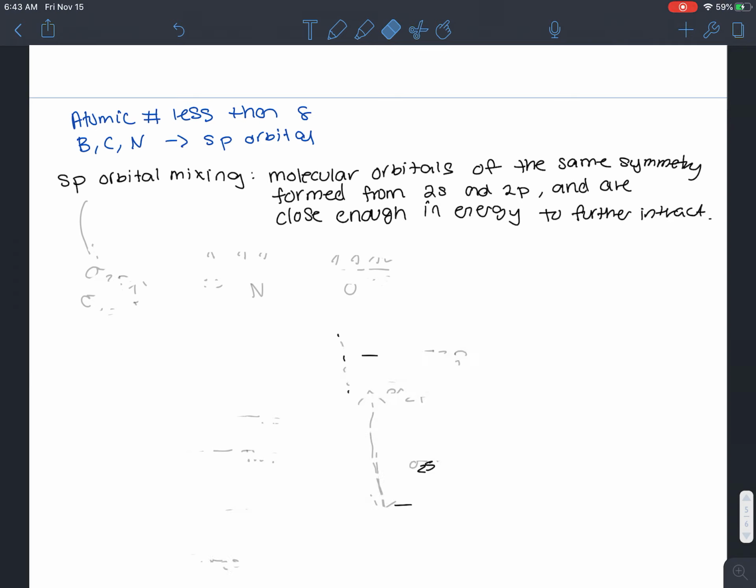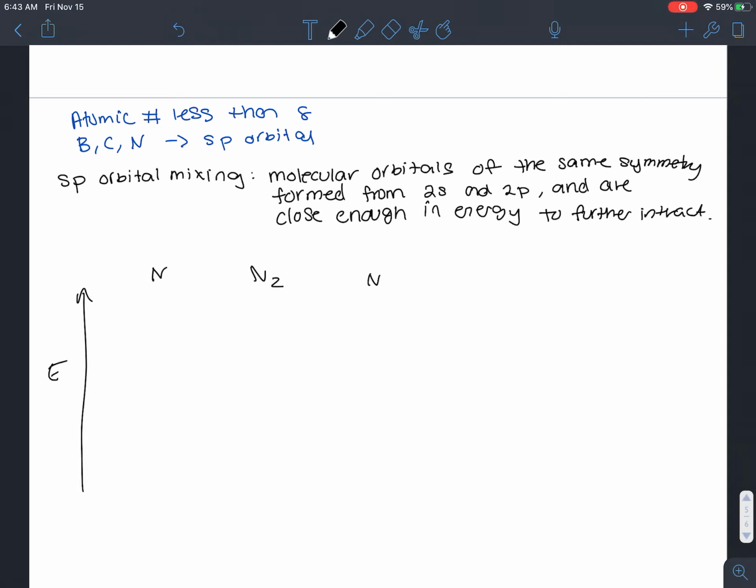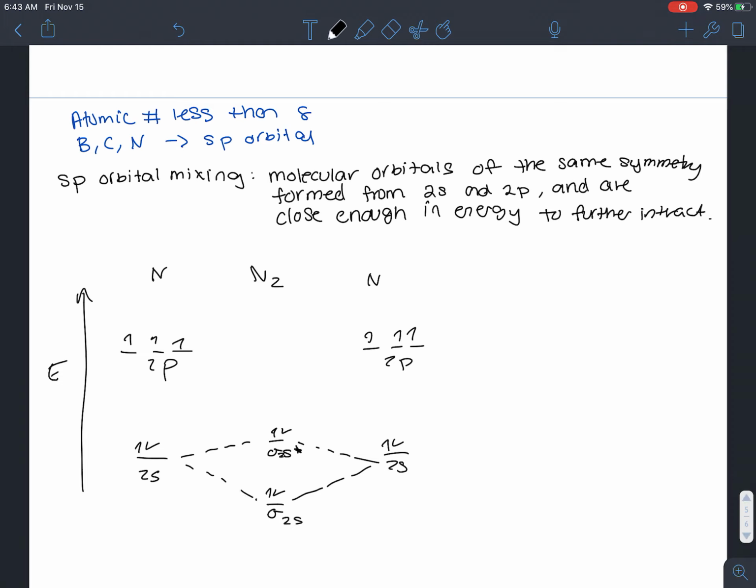So let's draw the molecular orbital diagram of N2. So we have the 2s, 2p. Note that they should always be in the same energy distribution of both atomic orbitals. So then we have the sigma 2s and sigma 2s star.